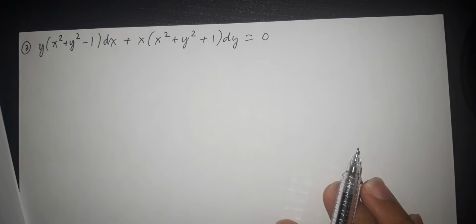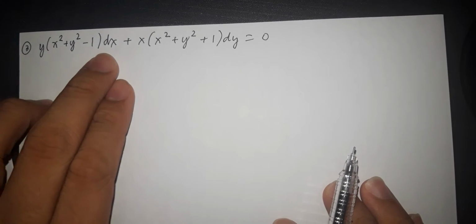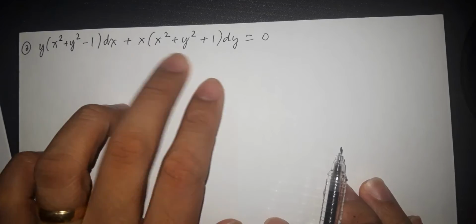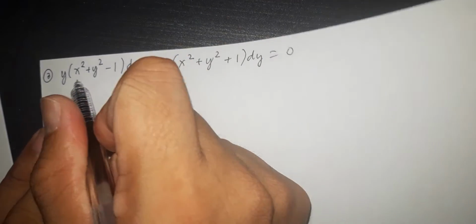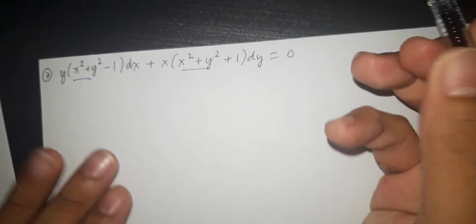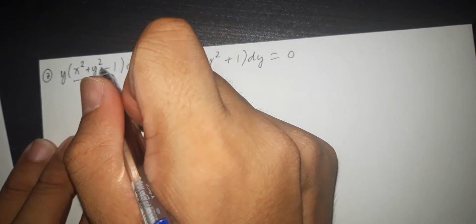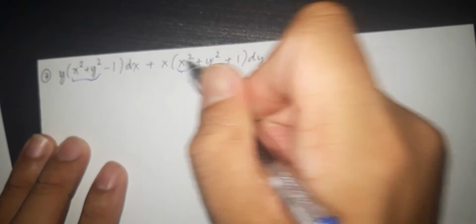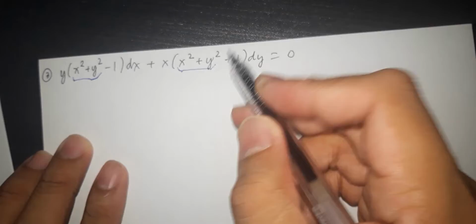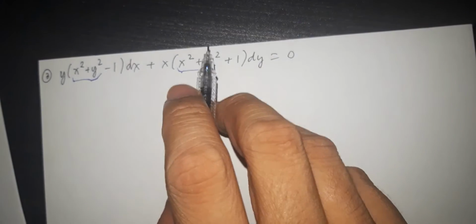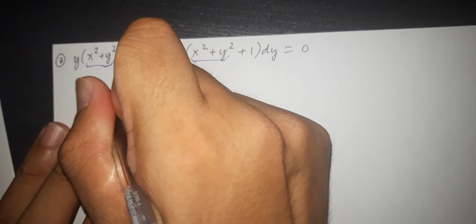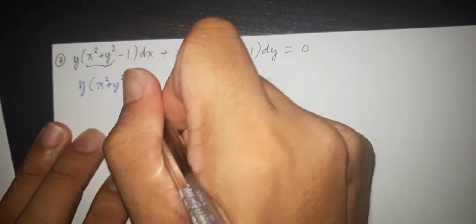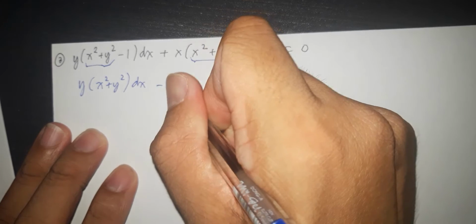(x squared plus y squared minus 1) dx plus x(x squared plus y squared plus 1) dy is equal to 0. So notice that this x squared plus y squared is common to the two terms. So let's take it as one factor or one term and then distribute each y and x to all the terms inside. So it becomes y(x squared plus y squared) dx minus y dx.